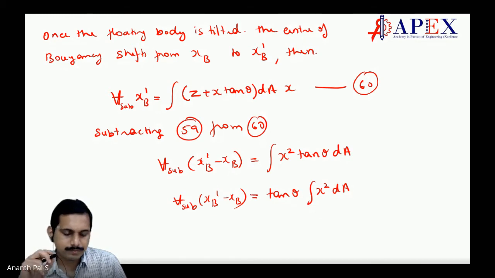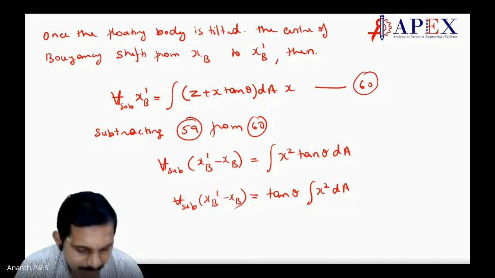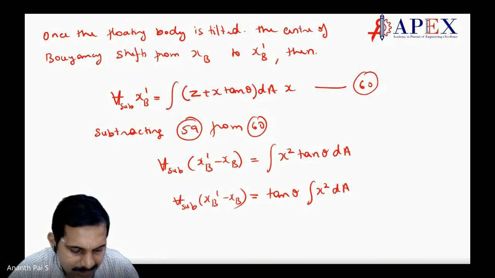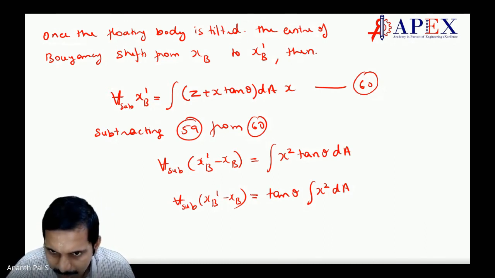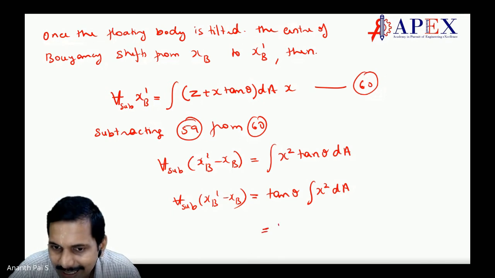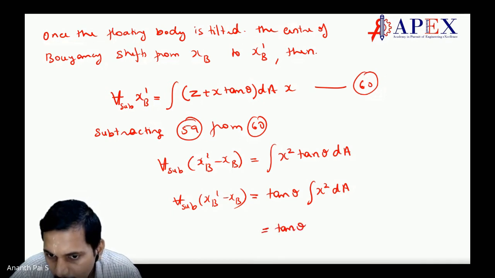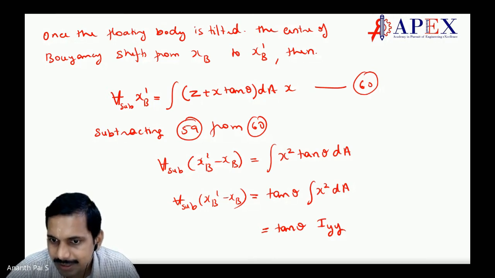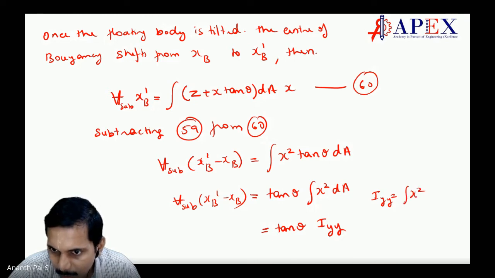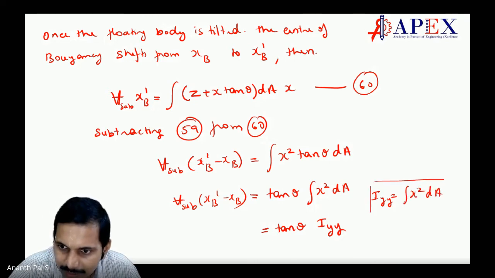Shall we move forward? Yes, sir. Okay, so now, next point here. If I consider this portion, what is x squared dA? We know the integration of x squared dA is I y y, since I y y is equal to integration of x squared dA. Correct. So this is known.